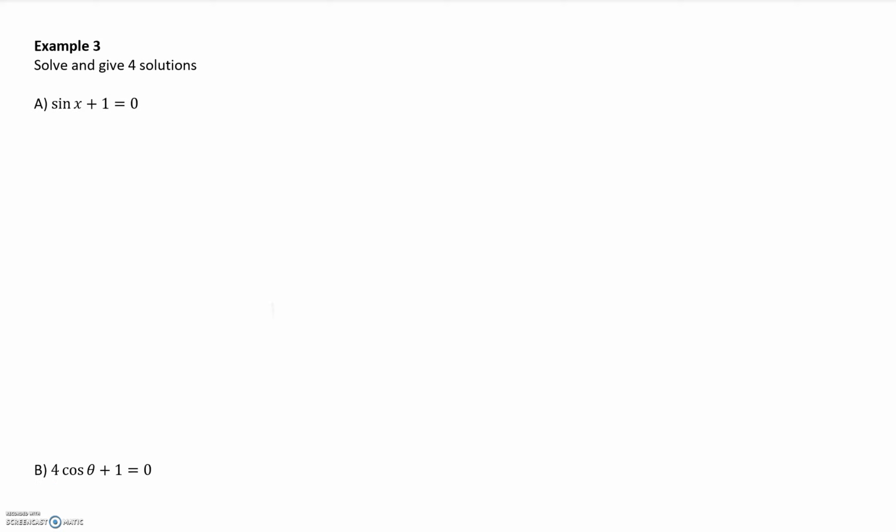All right, we're going to solve sine x plus 1 equals 0 and then only give 4 solutions. So keep in mind, our goal was always to isolate the trig function and then do your little triangles or your inverse button on your calculator to get all the solutions. So we could get all the solutions and then boil it down to just keeping 4 of them. So I'm going to isolate the trig function first.